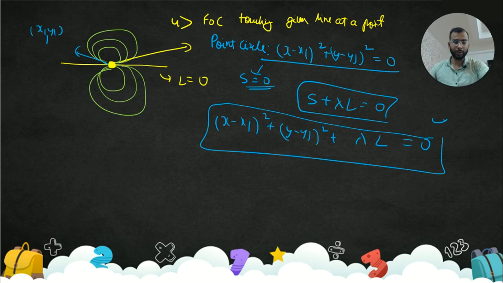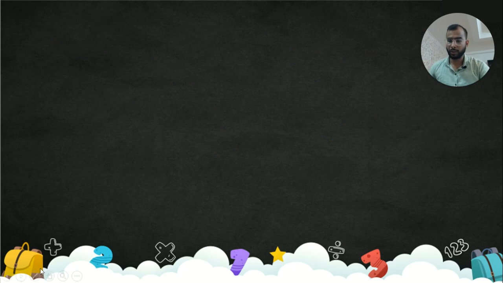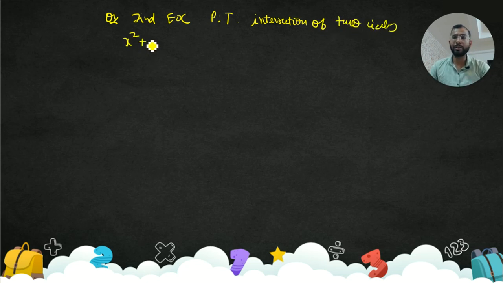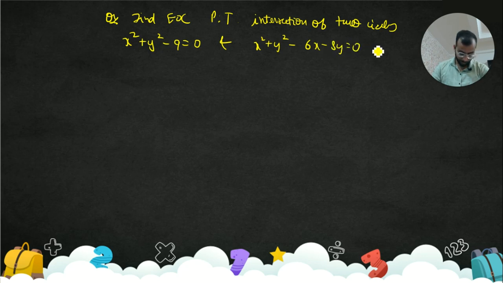Come on guys, so what is the first question? The first question is this, question 1. Question 1 we have with us, dear students. Question is find the equation of the circle passing through the intersection of 2 circles. Which 2 circles? The equations of the 2 circles we have are x square plus y square minus 9 equal to 0, and x square plus y square minus 6x minus 8y equal to 0, which passes through 5, 4.